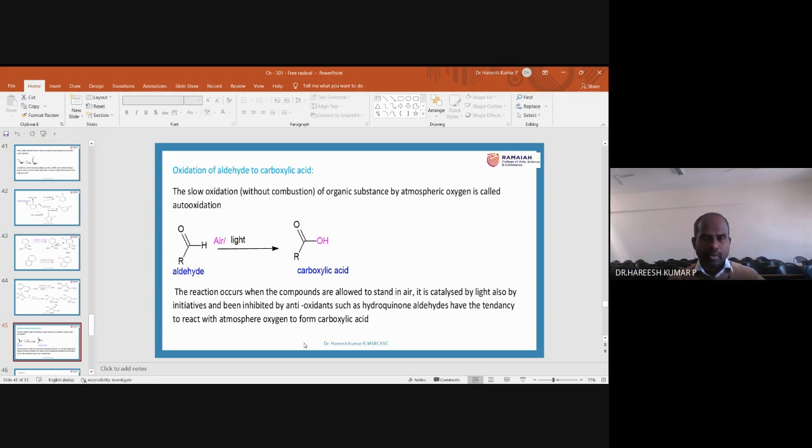Aldehydes have the tendency to react with atmospheric oxygen to form carboxylic acids. So this is how the aldehyde is converted into carboxylic acid. It's only the addition of oxygen, where the oxygen is obtained from air, and this reaction is carried out in presence of light. Light reaction means free radical reaction. So in the next slide, we will look into the mechanism of how the aldehyde is converted into carboxylic acid. Let's go to the next slide.